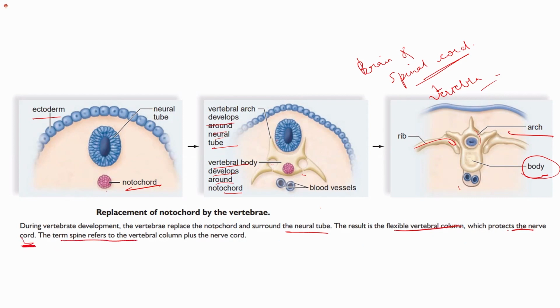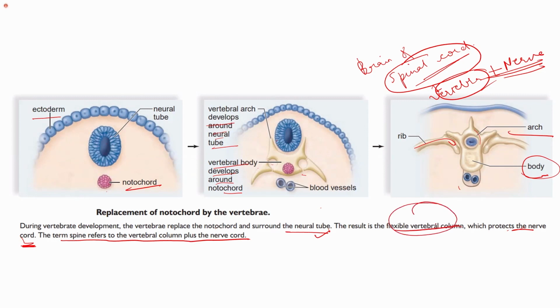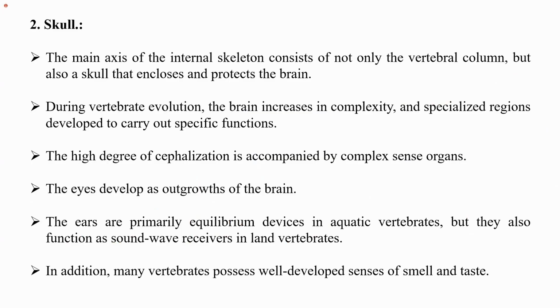The term spine refers to the vertebral column plus the nerve cord. Right? So this spine is basically the vertebrae plus the nerve cord. That complete thing is known as the spine. So during embryonic development, the vertebrae replace the notochord and surround the neural tube. And ultimately, it results in the flexible vertebral column formation, which protects the nerve cord. And this nerve cord plus the vertebrae are known as the spine.